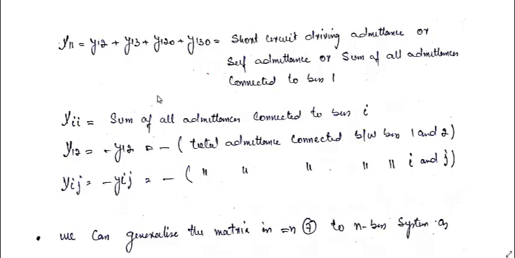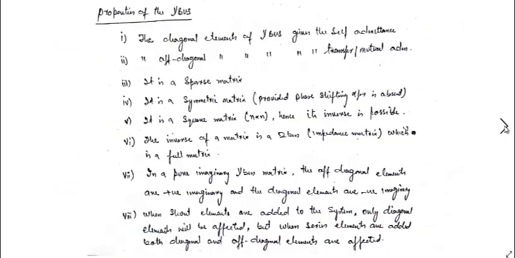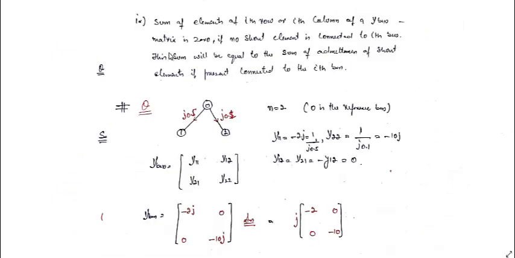Now, if a series element, that is a line between two buses, is added or subtracted, you will see it comes in over here. That means the diagonal Yii and the off-diagonal elements will also be affected. One more property, and the last one: the sum of the elements of the ith row or ith column of a Ybus matrix is zero if no shunt element is connected to the ith bus.